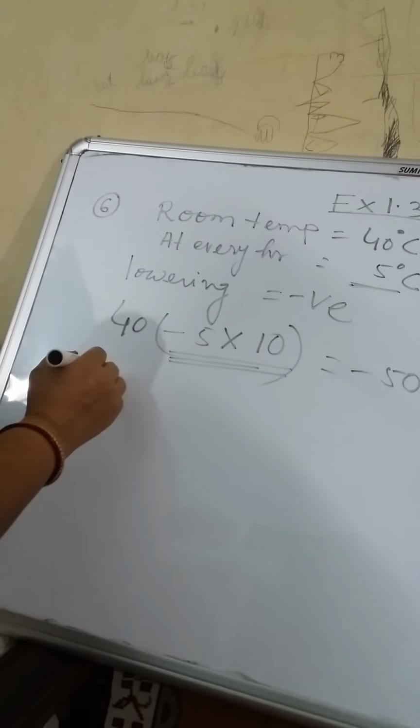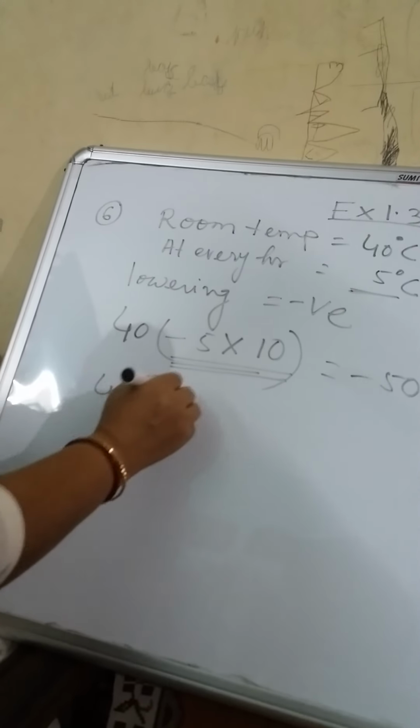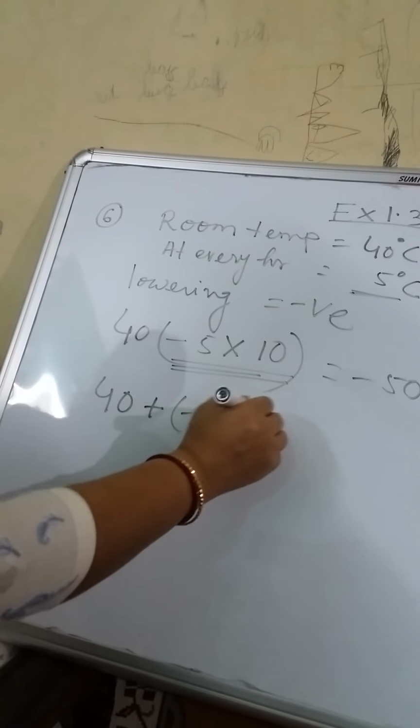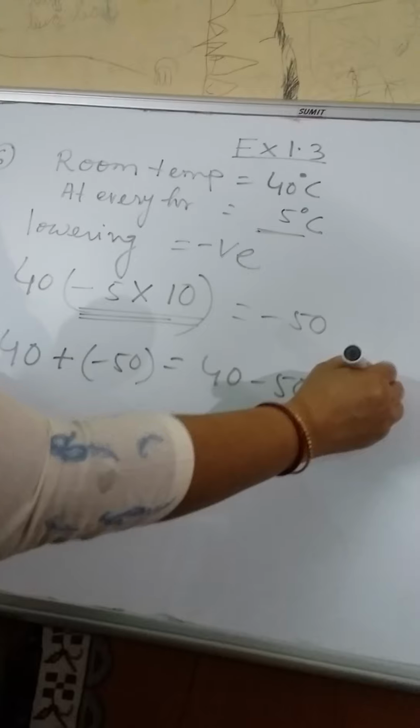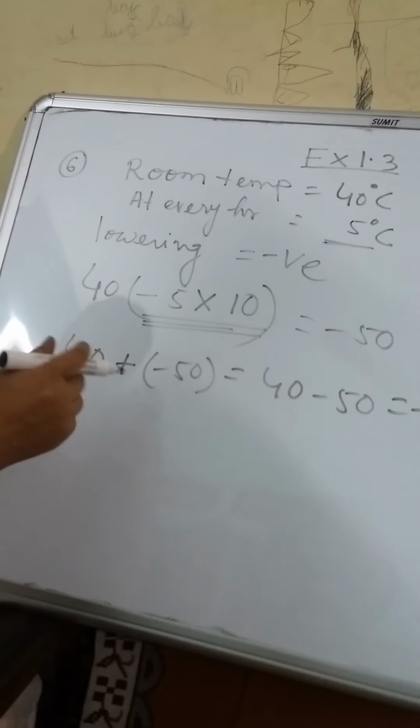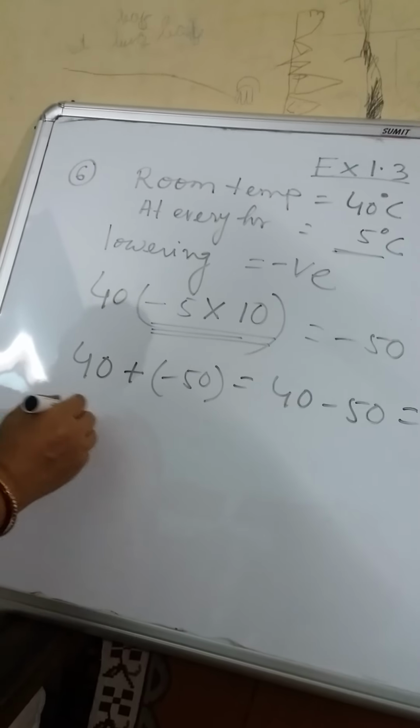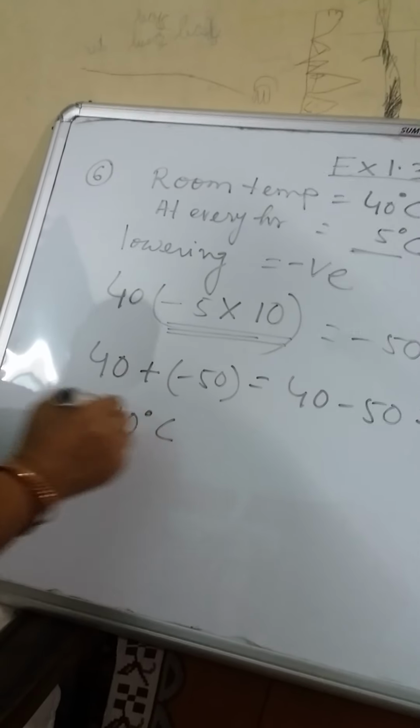So what will be the room temperature? 40 plus -50. Okay, so plus minus is minus, answer will be -10. So after 10 hours the room temperature will be -10 degree centigrade.